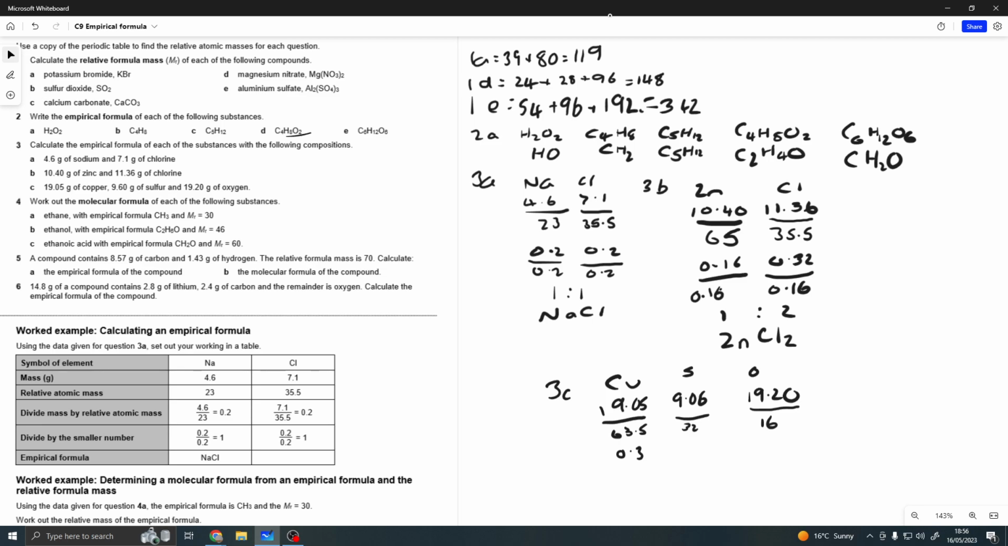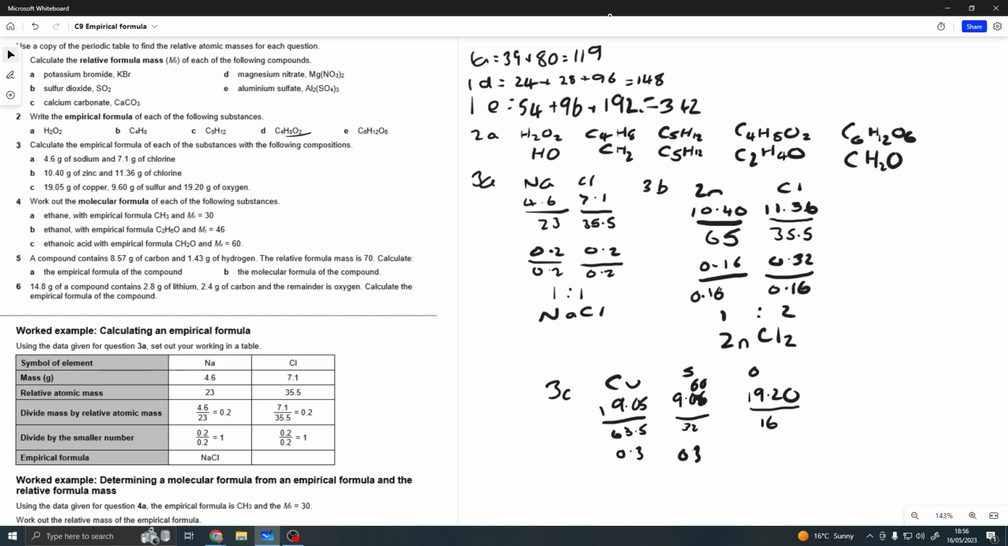9.06 divided by 32 is... Hang on, I've written that wrong, haven't I? I did this last time I did it. That's actually 9.60. I wondered why it came out with 0.283125. It should be 0.3. Let me just check that. 9.60 divided by 32 is 0.3.